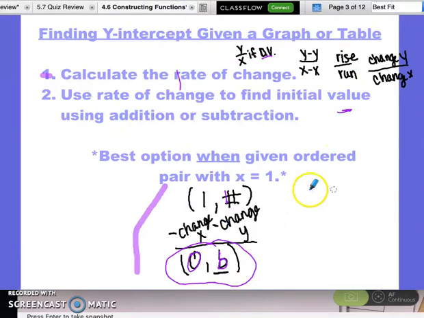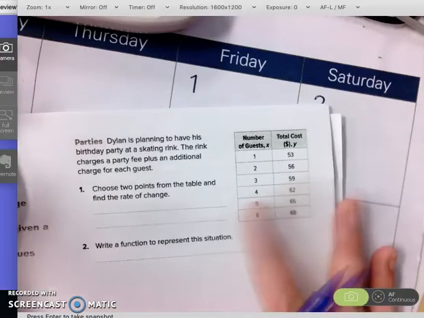Alright, best option when given an ordered pair with x equal to 1 is by subtracting 1 to get to 0. Sorry, x equal to 1. Did I say 0? Whatever. We're looking for x is 0, and then whatever this number is, our y-intercept or our b. We are going to do our first problem.